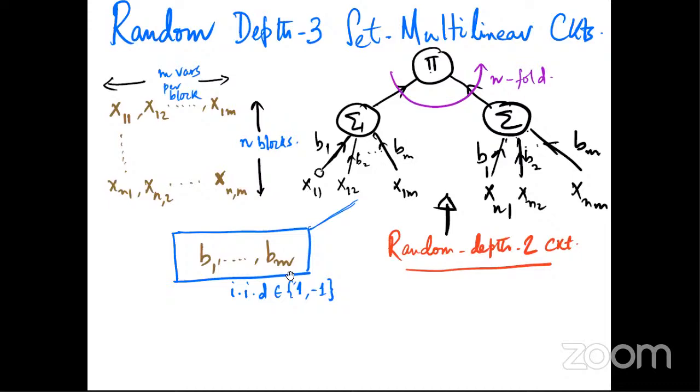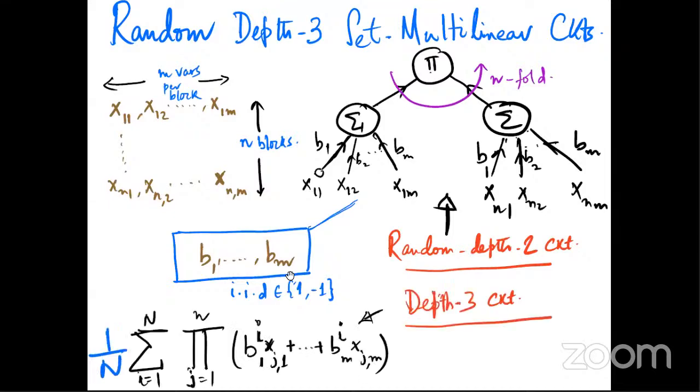Then you use the same B_1 to B_m for every block. B_1 goes with the first variable of the first block. B_1 also goes with the first variable of the second block in the second sum gate, and so on. Is this clear? So you just take a sum weighted by B_1 to B_m, block after block, and then just take a product. So that's a depth 2 circuit. This is what I mean by a random depth 2 circuit. The only source of randomness here is B_1 to B_m, so you sort of flipped m bits.